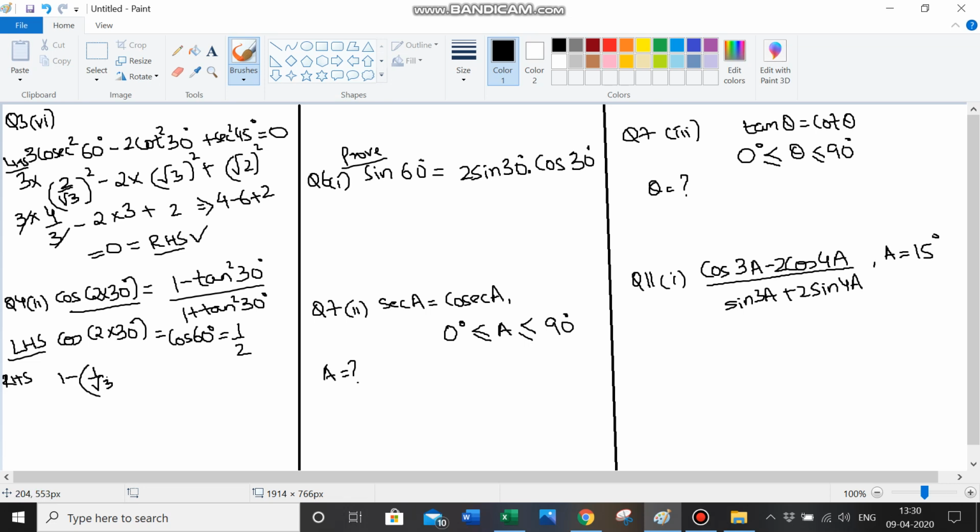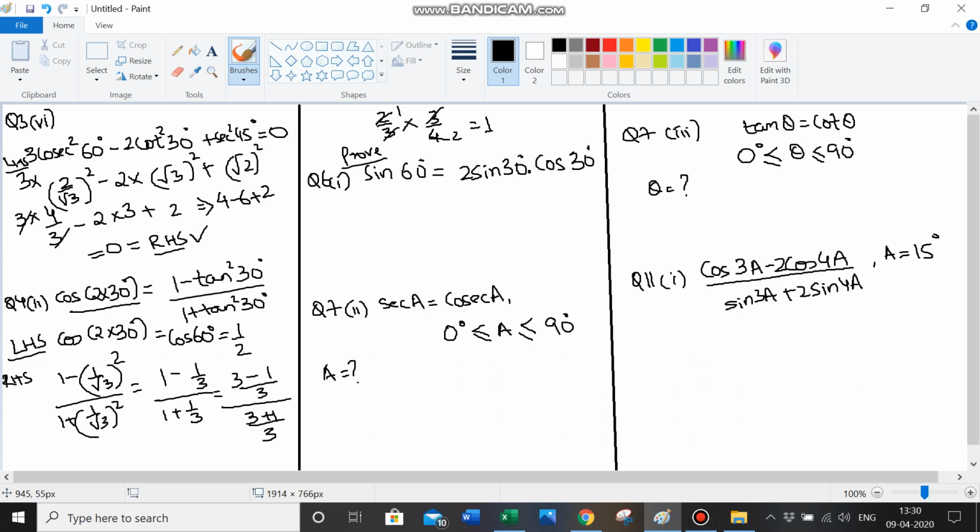So 1 upon root 3 whole square, and this is 1 plus 1 upon root 3 whole square. So this is 1 minus 1 upon 3 divided by 1 plus 1 upon 3. This is equal to 3 minus 1 upon 3 divided by 3 plus 1 upon 3. This is equal to 2 by 3 multiplied with 3 upon 4. 3 and 3 gets cancelled. This is half is equal to half, which is equal to left hand side. Hence proved. Done. Let's move on to question number 6, part 1.